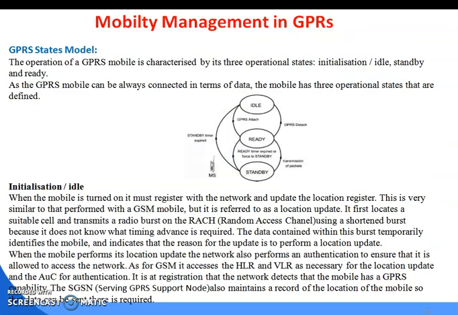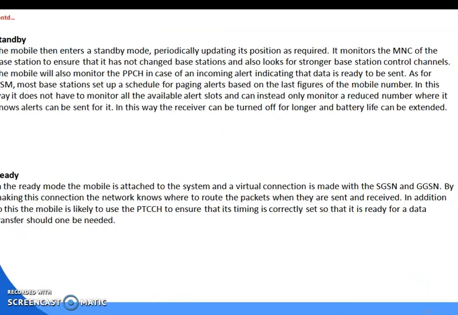Next is your mobility management, the GPRS states model. The operation of a GPRS mobile is characterized by its three operational states: initialization or idle state, standby and ready. First is initialization or idle state. When the mobile is turned on, it must register with the network and update the location register. This is very similar to that performed with a GSM mobile, but it is referred to as location update.